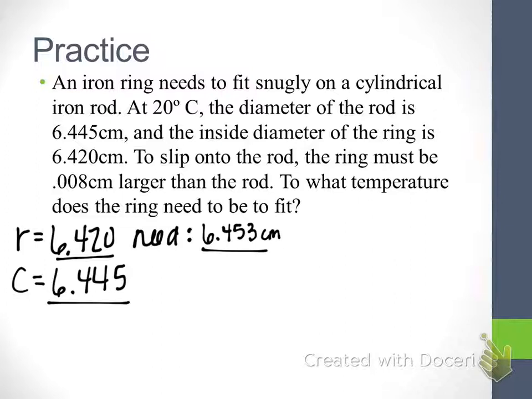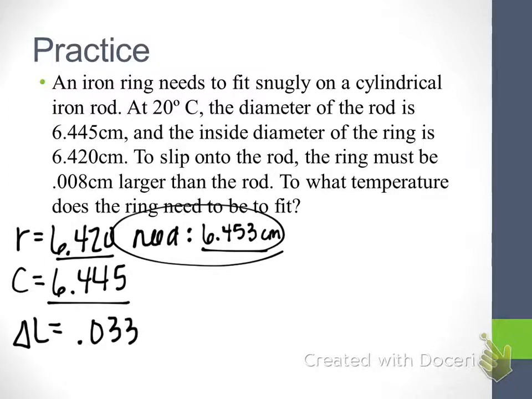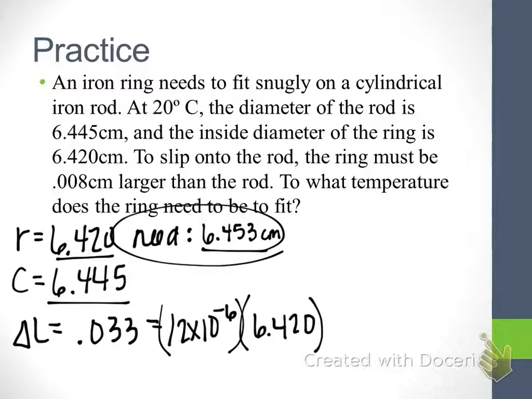Delta L is going to take what we need on the ring minus the original diameter of the ring, which is 0.033. And that's going to equal the coefficient, which is 12 times 10 to the negative 6, because it says it's an iron ring, times the original length of the ring, 6.420. It's really diameter, not length, but essentially we're looking at length here. And then we need delta T.